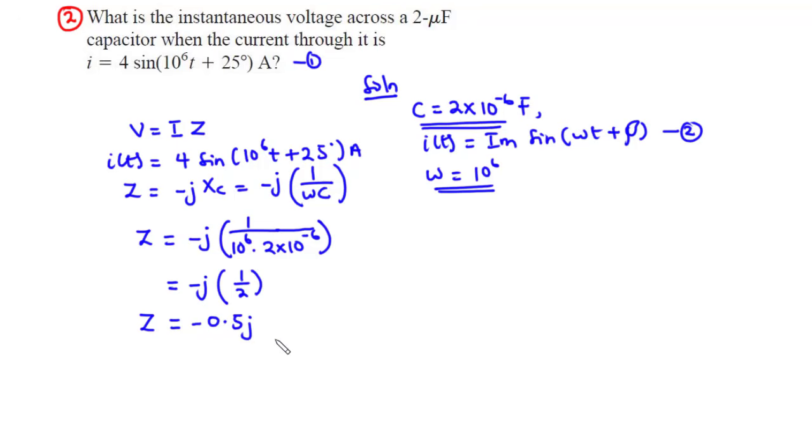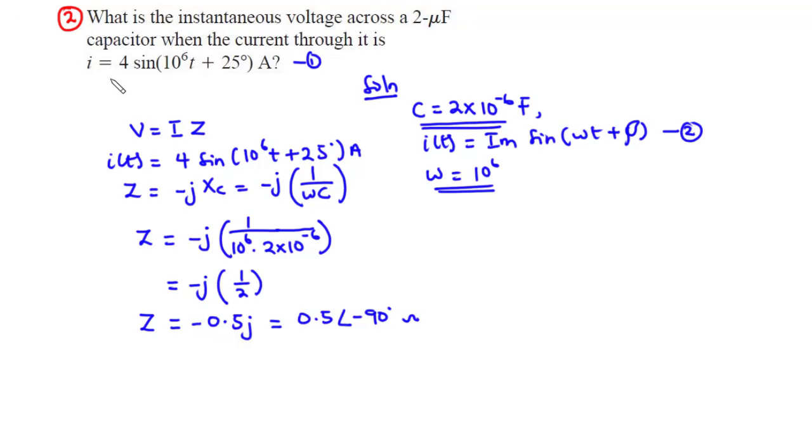Notice that this value is in the rectangular form. Now let's try to convert this to the polar form. So when you do that, we are going to get 0.5 polar negative 90. So this is the value of the impedance.